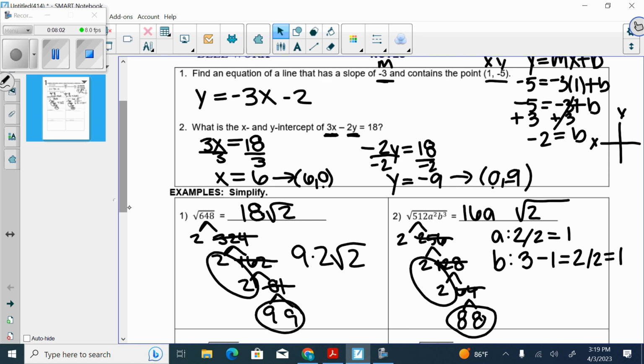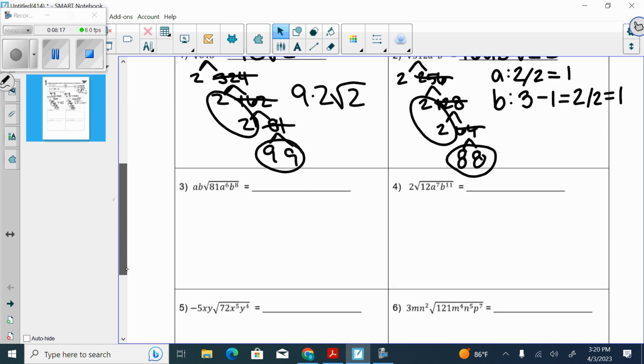Right, so what am I going to write down? One B out here, one B inside. So you got a leftover. Very good. All right. Let's look at number 3.